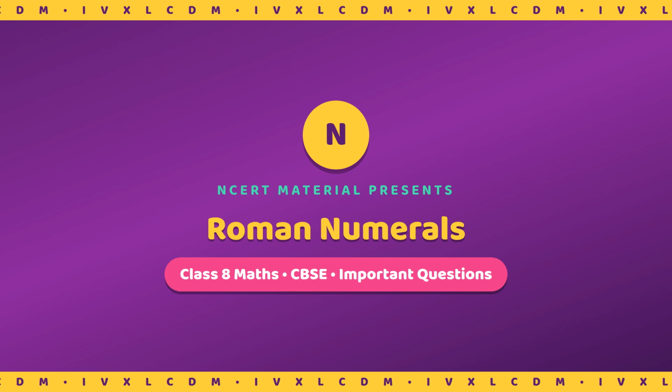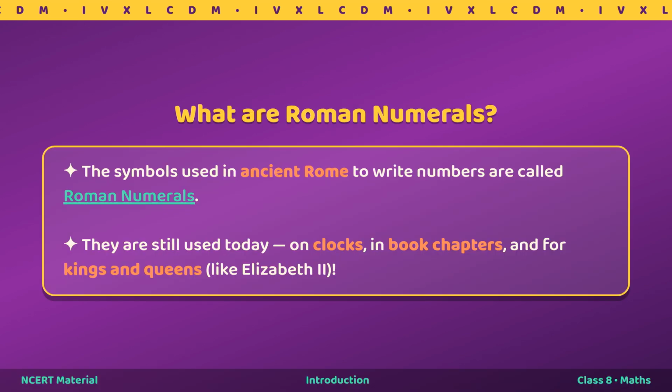Roman numerals. Let's begin. The symbols used in ancient Rome to write numbers are called Roman numerals. And guess what? We still use them today. On clock faces, in book chapters, and even in the names of kings and queens.